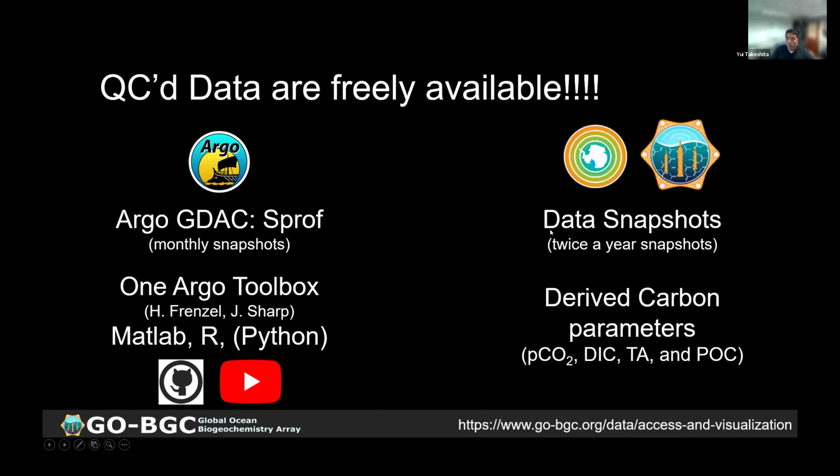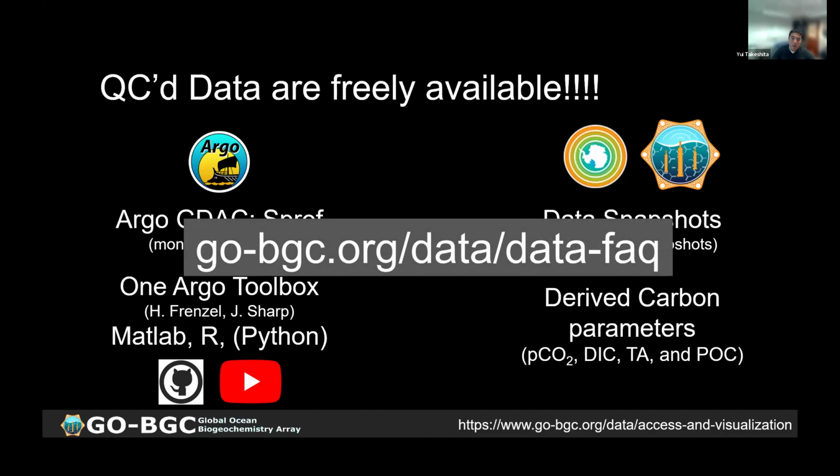In addition to that, we create 2 data snapshots per year for all the floats that are involved in the SOCCOM and GoBGC program. These are all data that the data team at MBARI quality controls and creates snapshots from. These can be found in the UCSD digital library. In addition to the QC dataset, we also produce derived carbon parameters, so pCO2, DIC, alkalinity, and POC, particulate organic carbon, as a value added to this product.